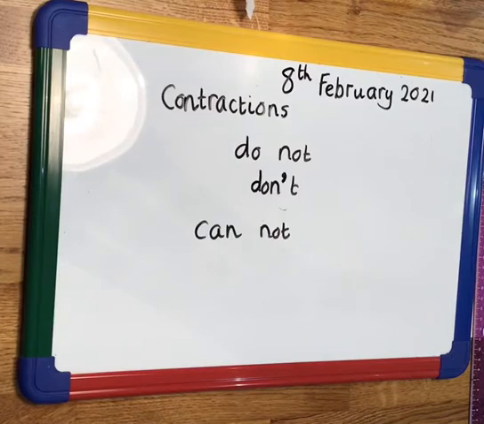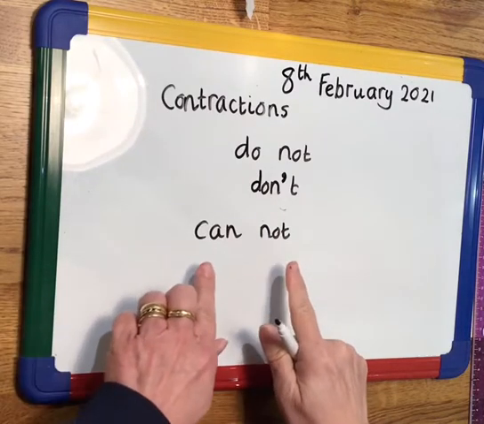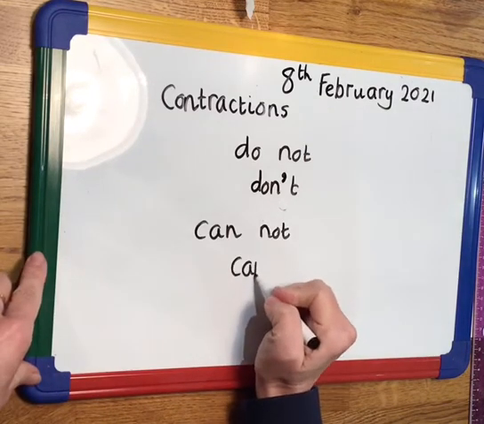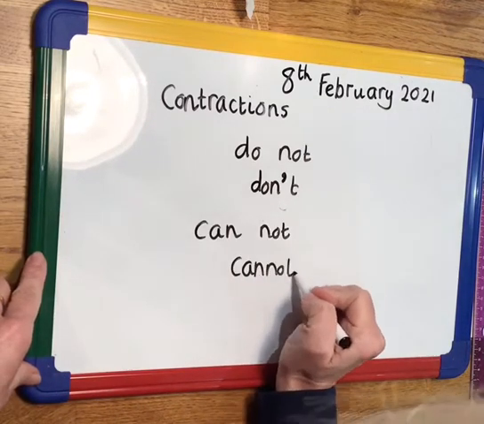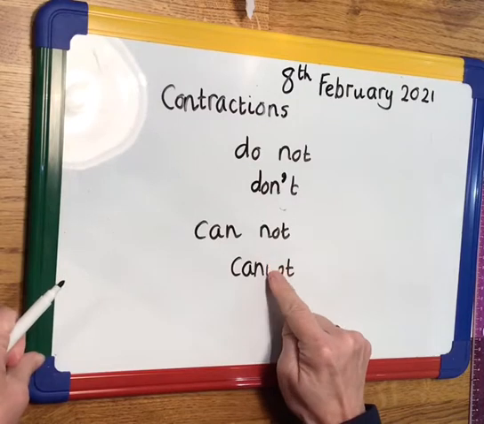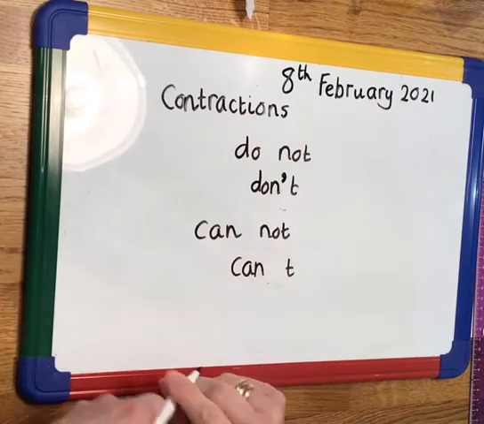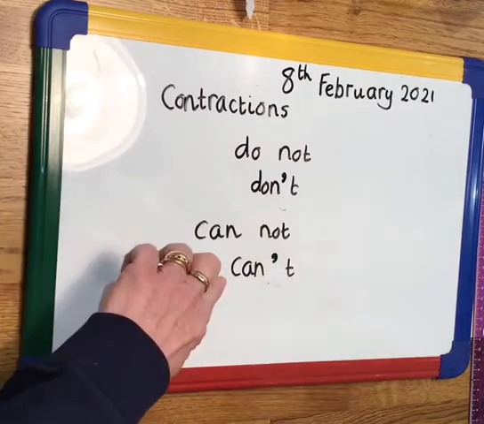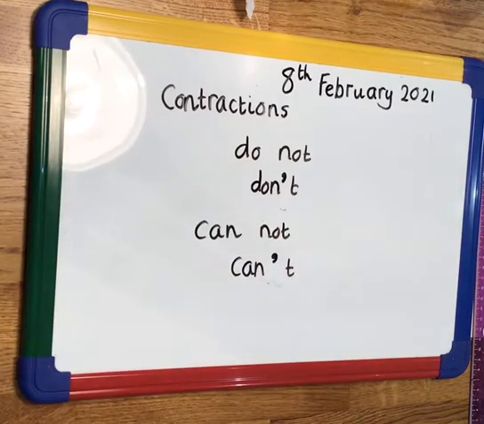Sometimes we have to remove two letters. So let's look at this example. I've got can and not here. I'm going to push them together. And then I'm going to remove two letters. I'm going to take away an N and an O, and I'm going to replace them with an apostrophe to turn cannot into can't. Let me show you a couple more examples now, children.